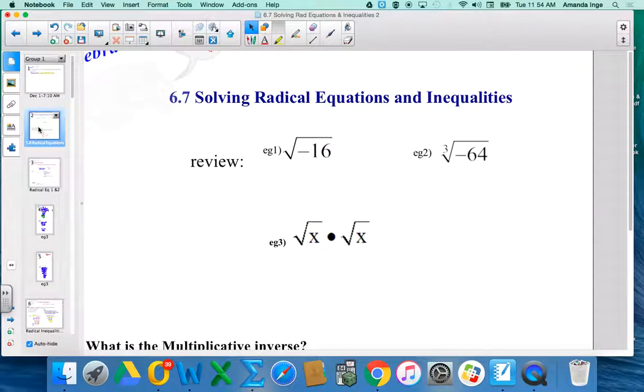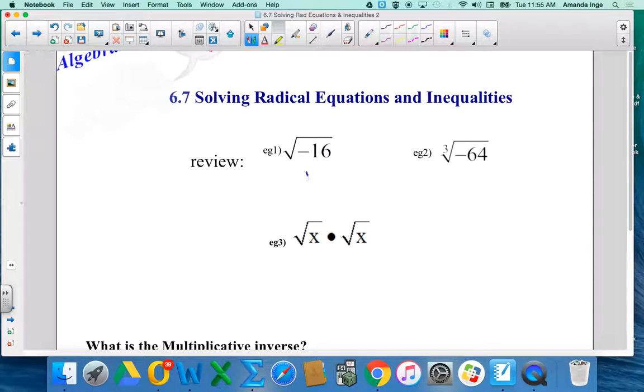Before I start, I want to review a couple of things. One is that if the index is even and the number underneath the radical sign is a negative number, the answer is not a real number. If the index is odd and the number underneath the radical sign is negative, the answer is negative.